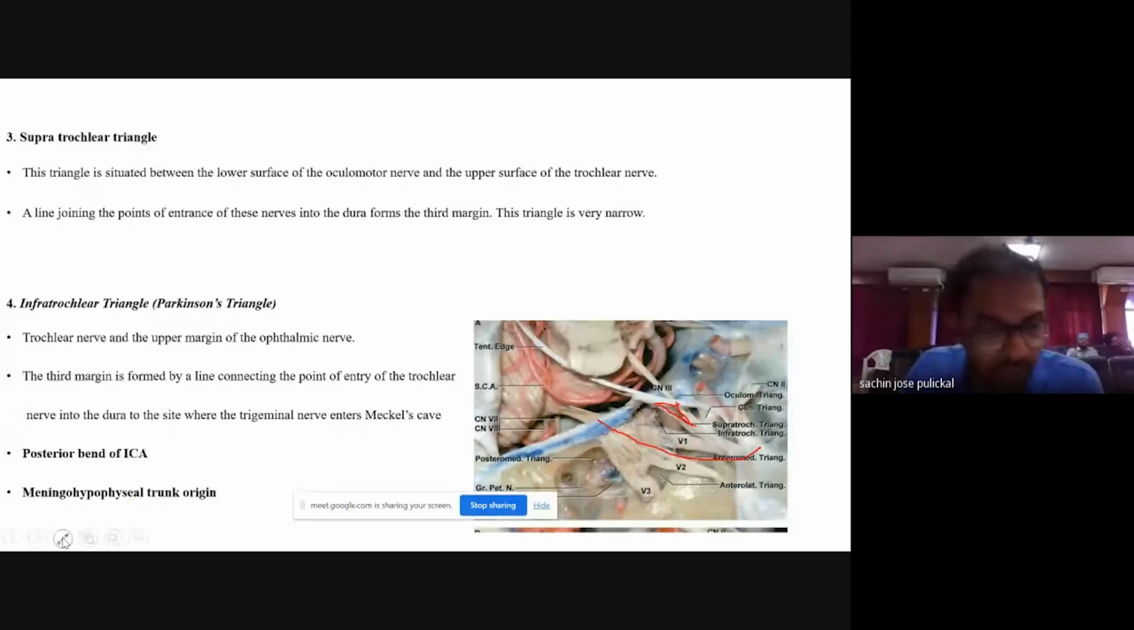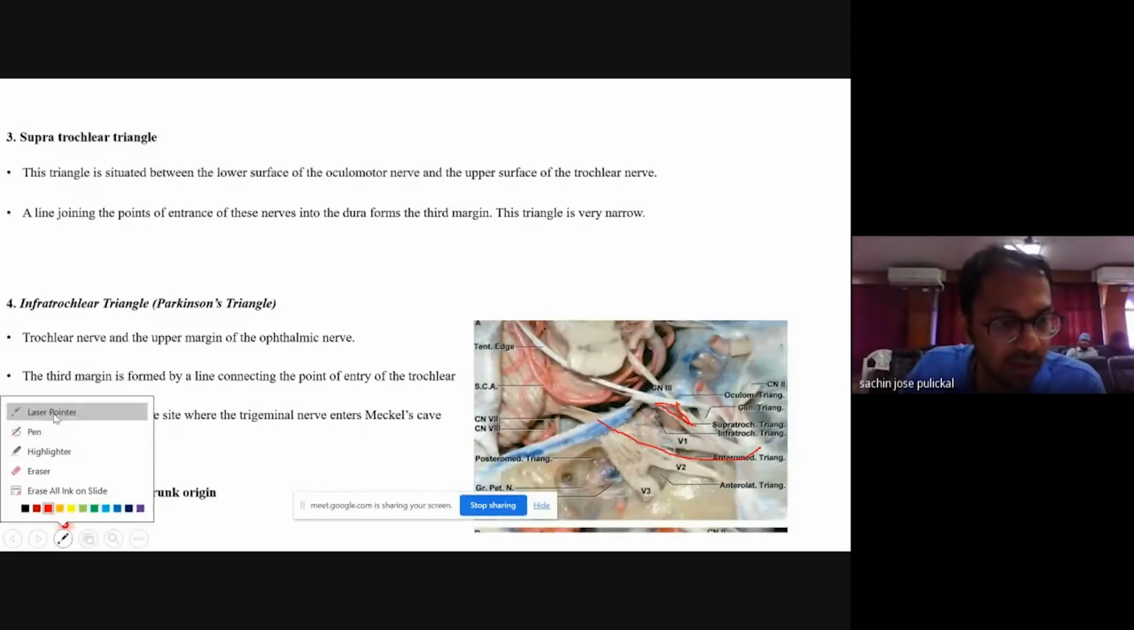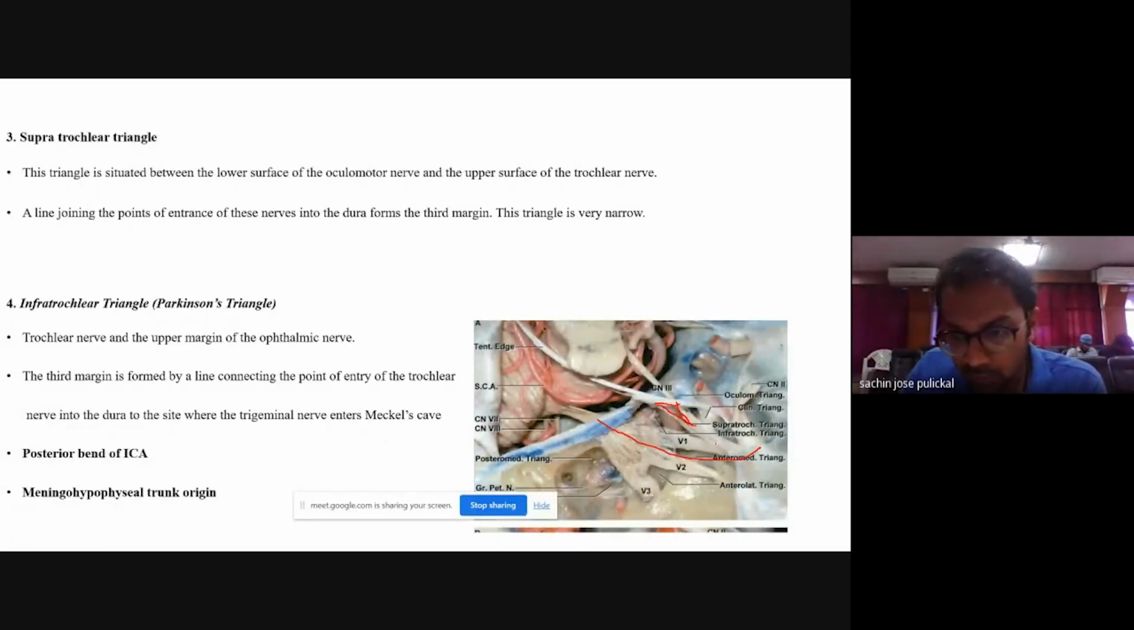The anteromedial middle fossa triangle is between V1 and V2 and their entry points into the superior orbital fissure and the foramen rotundum. So this triangle is called the anteromedial triangle. And the triangle between V3, V2 and their entry points, that is foramen ovale and rotundum, is called the anterolateral triangle. The importance of these triangles is that when you drill the bone in this area, you will enter directly into the sphenoid sinus. So the importance comes usually in transpterygoid approaches.